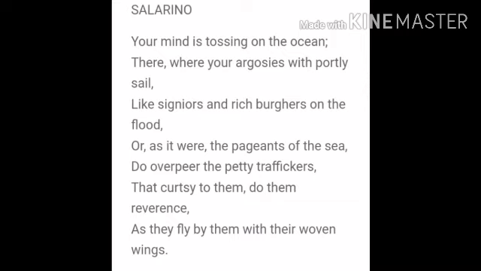First I'll give a summary of that dialogue. What Salarino says is that Antonio, being a rich merchant, his mind is tossing, or his mind is totally involved in his thoughts about the rich argosies, or the rich sails, which he has sent through the sea.